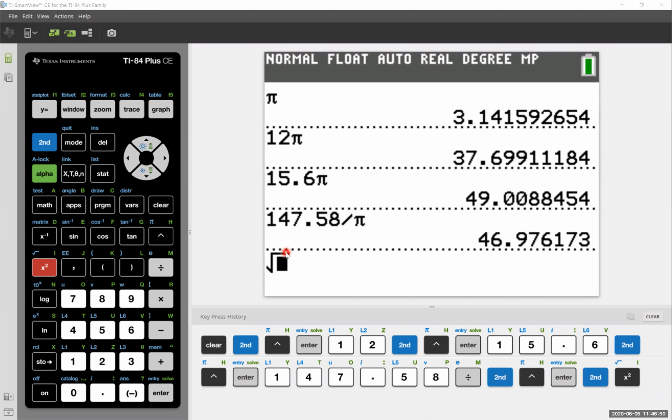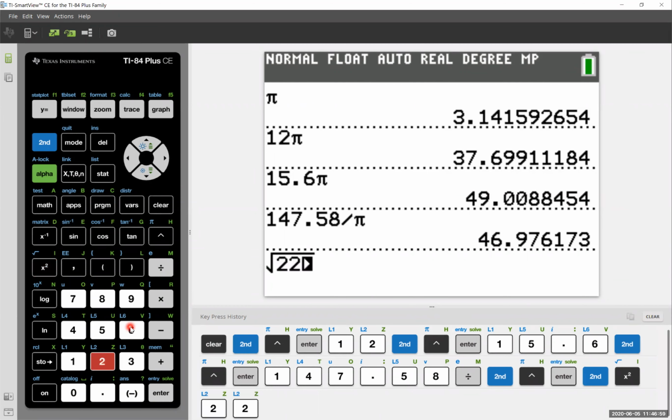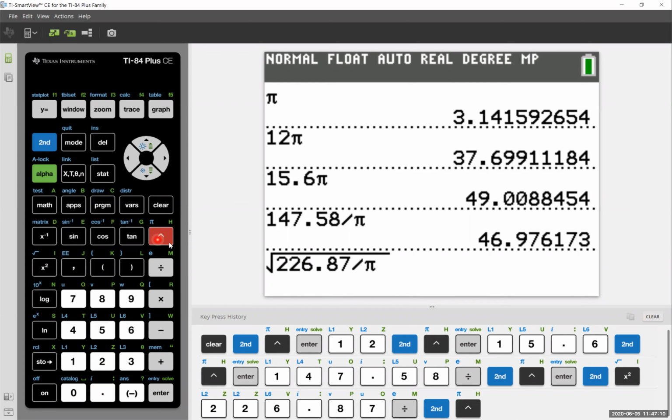We were working with 226.87 divided by pi. So that's what we're plugging into our calculator. 226.87 divided by, we're doing second pi. If your calculator is showing up similar to this, where you are not explicitly seeing any parentheses showing up right now, then you would click right on the arrow key and then hit enter.